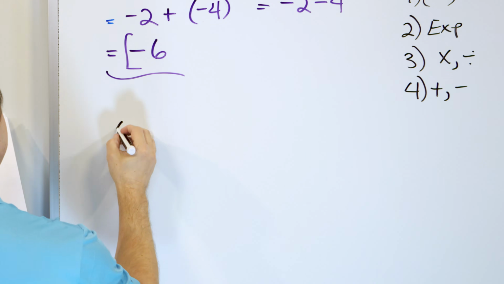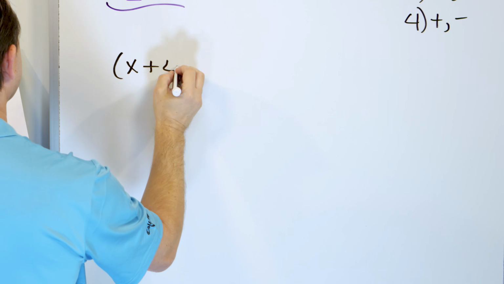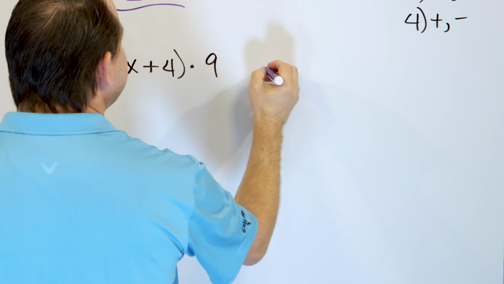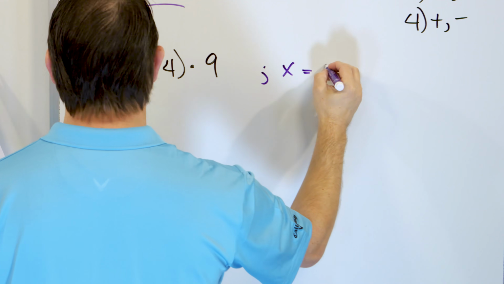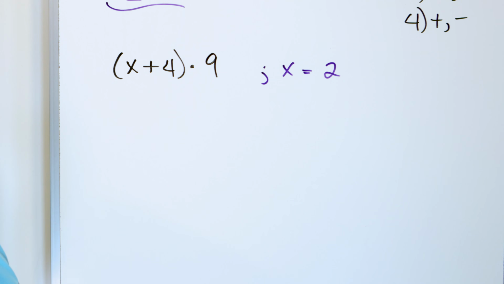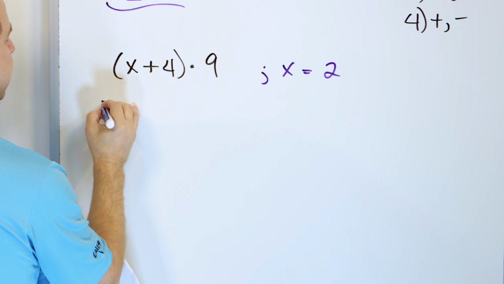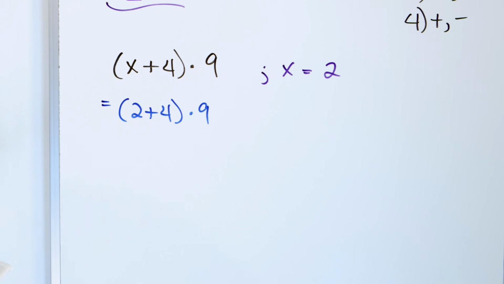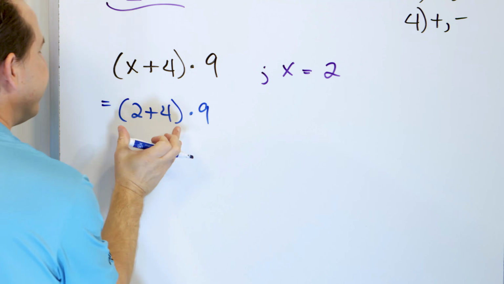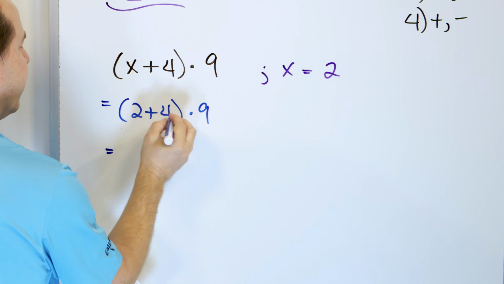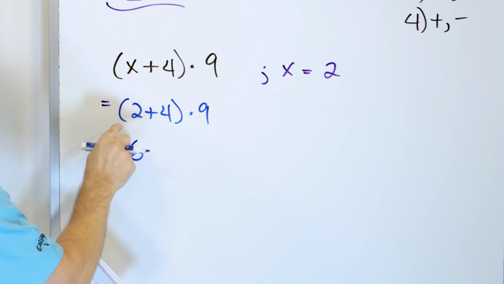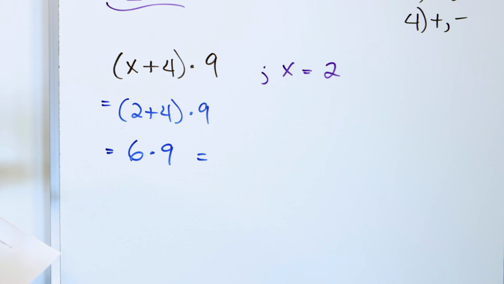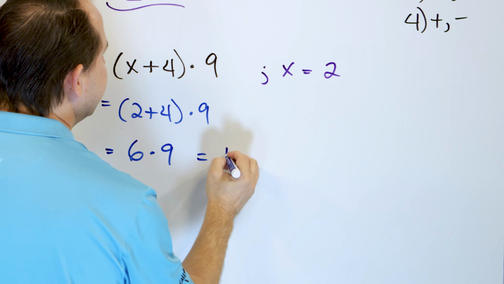All right, next problem. Let's say we have the expression x plus 4, and we're going to multiply that by 9. And I'm going to give you that the variable x is equal to 2. So what you do is you stick 2 right into this location, and you say it's 2 plus 4, and we're going to multiply that by 9. Now, order of operations, again, says we do the parentheses first. So we do 2 plus 4 first. That's 6. After we calculate it, we can drop the parentheses. We still have to multiply by 9. And 9 times 6, or 6 times 9, 54 is the answer.